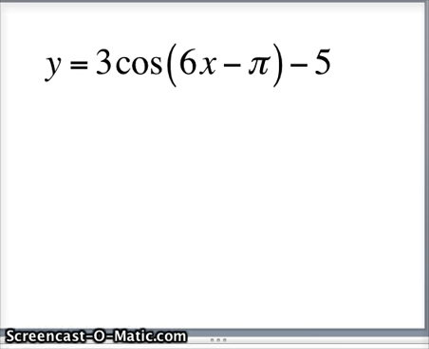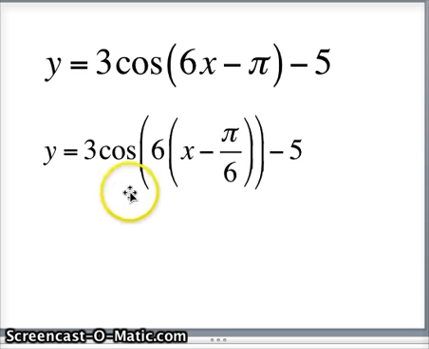Let's take a look at one more problem. y equals 3 times the cosine of 6x minus pi, all minus 5. So what's going to happen here? We're going to go ahead and factor out that 6. So we get 6 times, if I factor a 6 out of pi, pi divided by 6 gives me that. 6 times pi over 6, of course, is pi, so we factored that correctly.